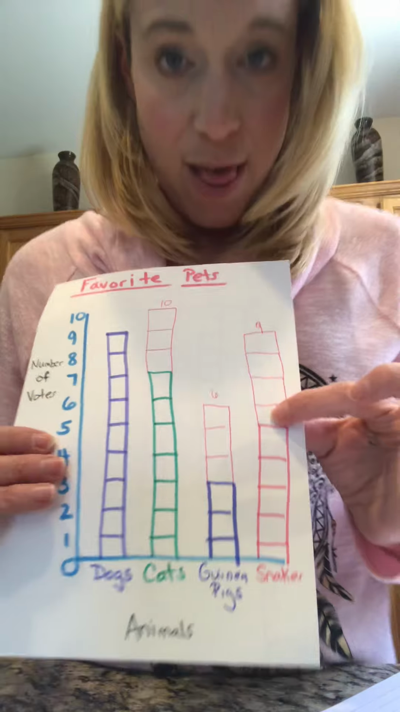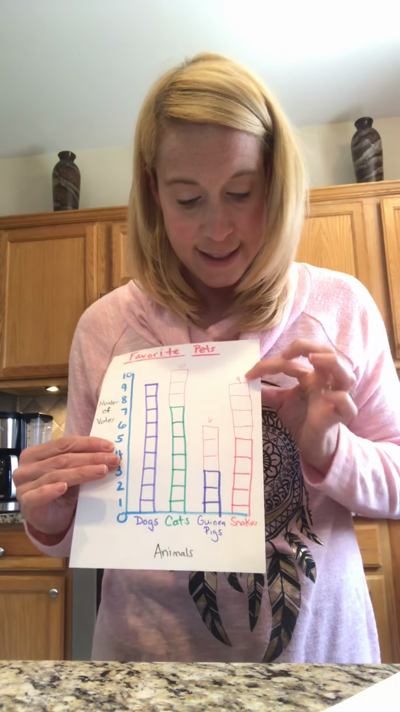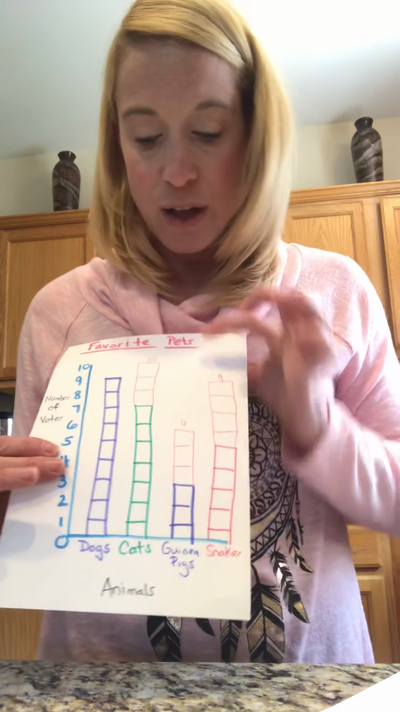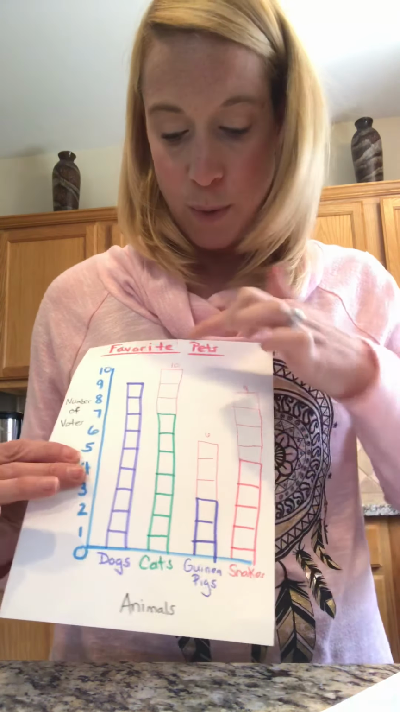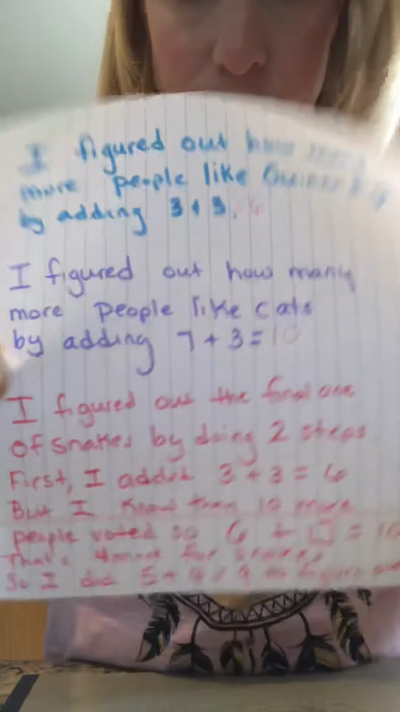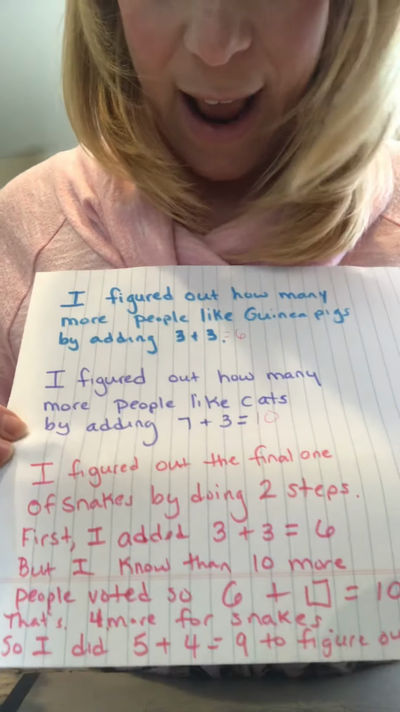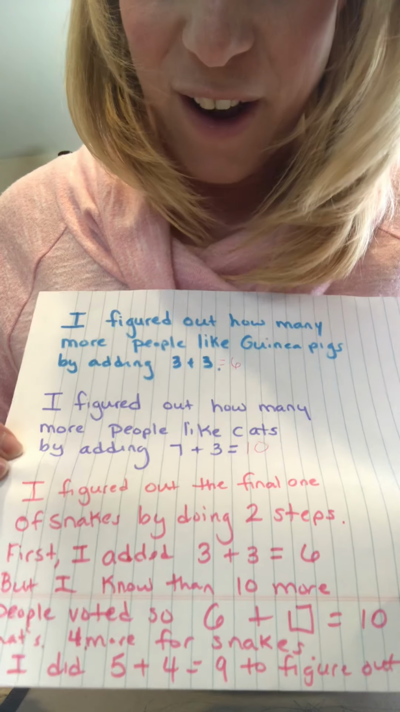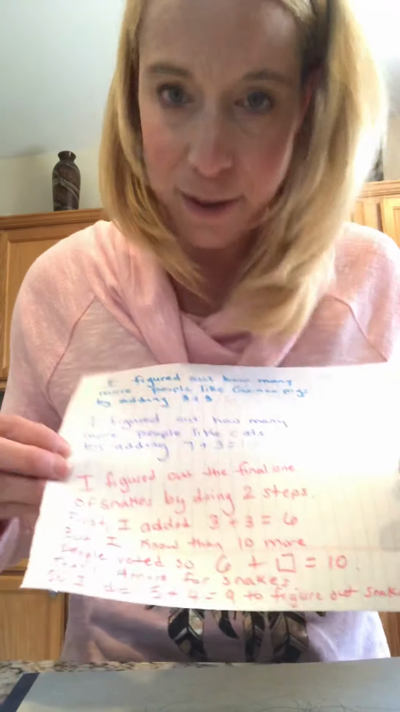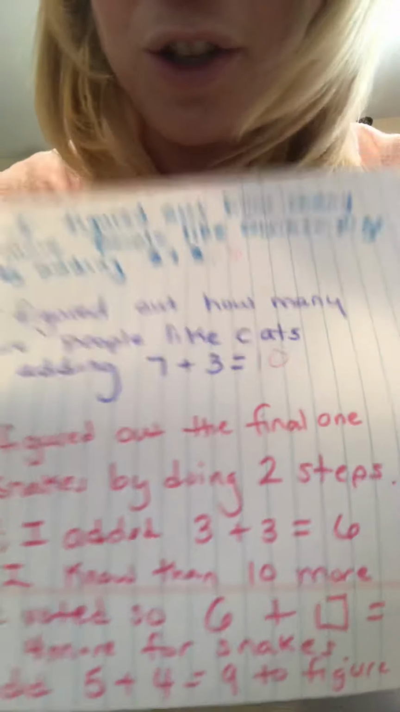So let's go back to here. And how did I figure out the rest like snakes? Remember I kept drawing? I knew I had to get to 10. I had only gotten to 6 when I added the cat and the guinea pig ones. So let's look at my paragraph. I did it in a dark pink. So you ready? It says, I figured out the final one of snakes by doing 2 steps, maybe even 3. Okay, so I know you can't see me in this. I really just want to show the paper.